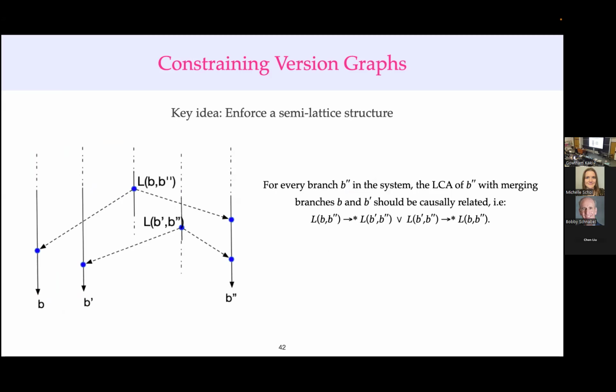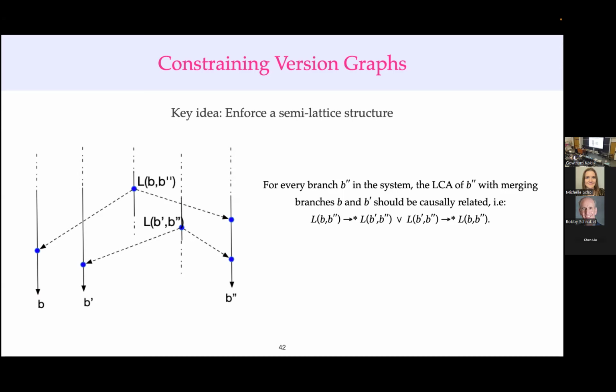So the key intuition is whenever you're merging branches, let's say a pair of branches B and B prime, if you can ensure that the common ancestor for those branches and any other branches are causally related, right? Then you can actually preempt multiple common ancestors from ever manifesting. That's the intuition. Even more succinctly, if you can make sure that your graph always has a semi-lattice structure, then there can only ever be a single common ancestor. So that's the intuition, right?